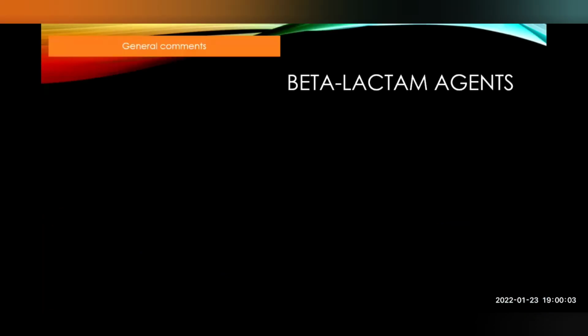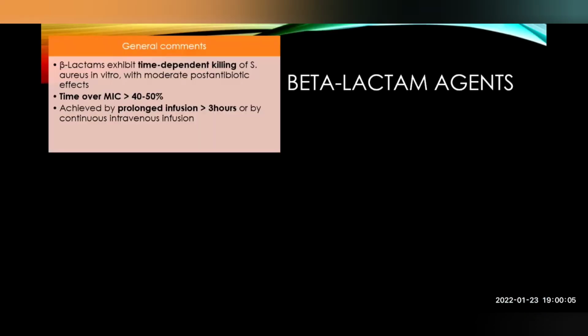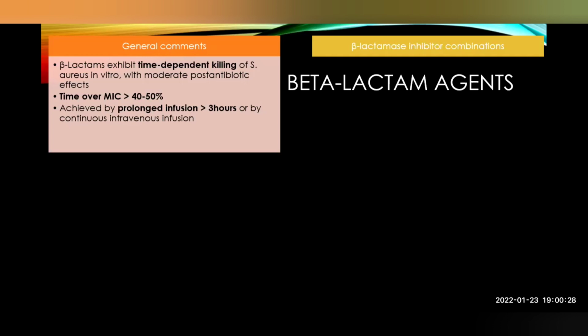First and foremost is your beta-lactam agent. As we all know, beta-lactams exhibit time-dependent killing. The most important PK/PD parameter is time over MIC of more than 40 to 50%. This is achieved by giving a prolonged infusion over 3 hours, or by giving a continuous infusion in patients who are more severe or critically ill.